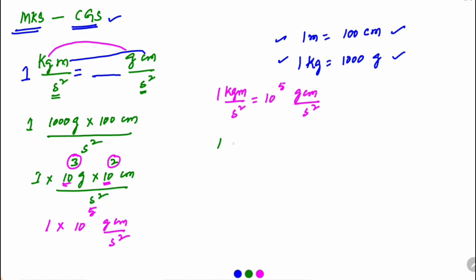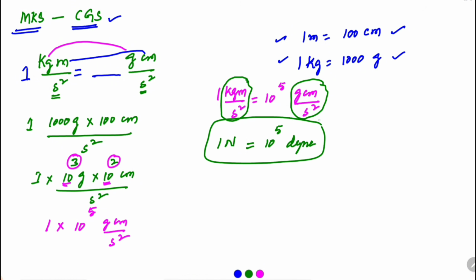Can I write this kilogram meter by second square as 1 Newton? Yes, okay, which is equal to 10 to the power 5. What can I write this? Gram centimeter by second square? Very good, which is dyne.